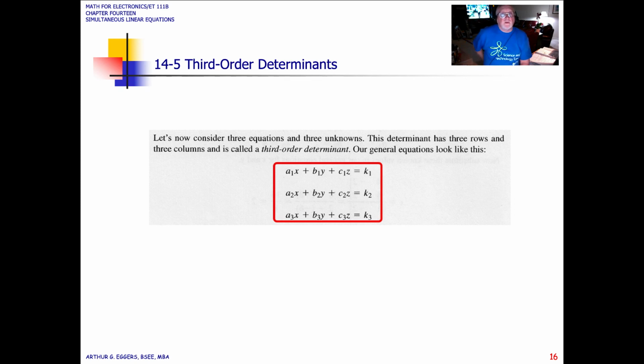Now we move on to third order determinants, which are really just an extension of the second order. So if you've got the second order down and you understand it, the third order just adds another layer to the mix. So this determinant has 3 rows and 3 columns, where the other had 2 rows and 2 columns, and is considered to be the third order determinant. So you can see we've got 3 terms as well as the constant in each expression.